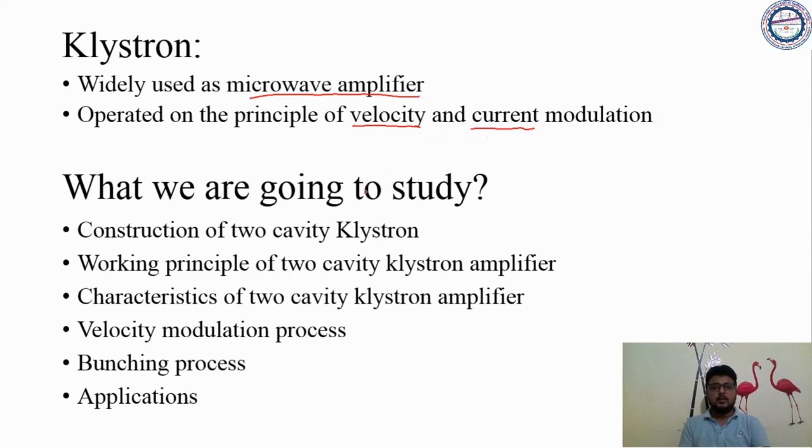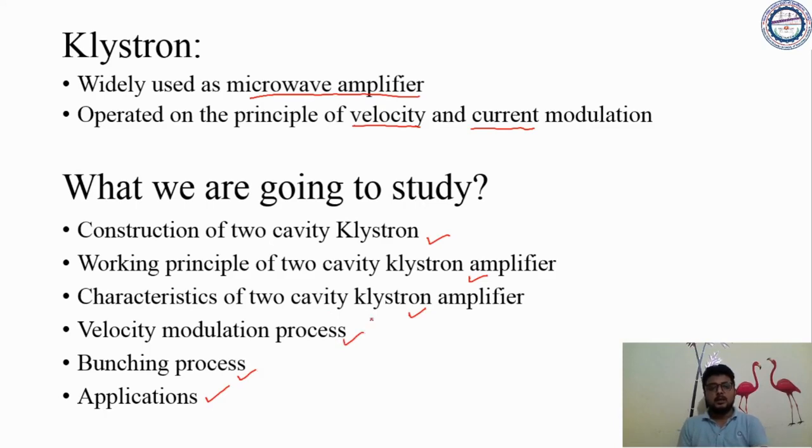So in this lecture, we are going to study the construction of the two-cavity klystron amplifier, and the working principle and the characteristics of the two-cavity klystron amplifier. Then we will see the mathematics of velocity modulation, how velocity modulation takes place, and then we will see the bunching process. Next we will see some applications of the klystron amplifier. All these we will see in detail.